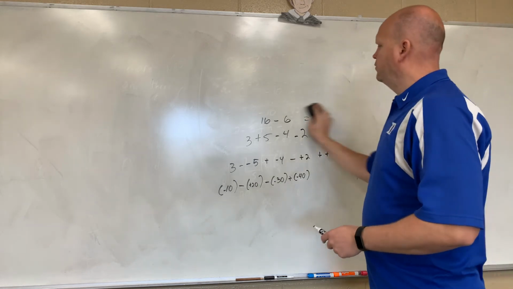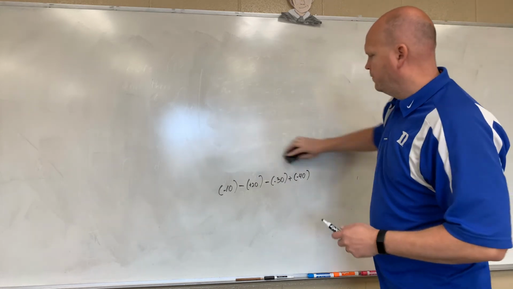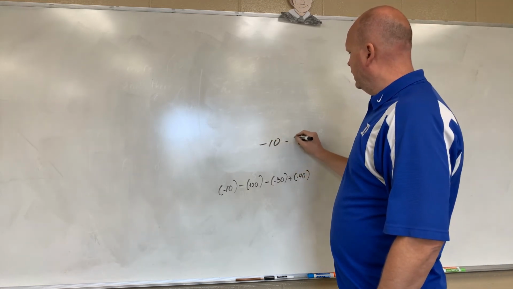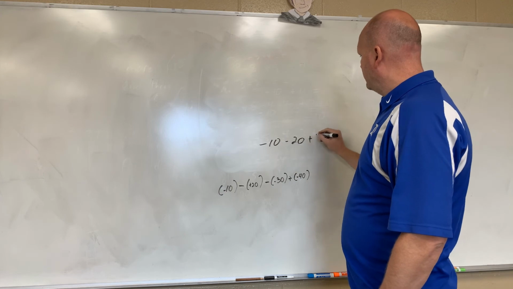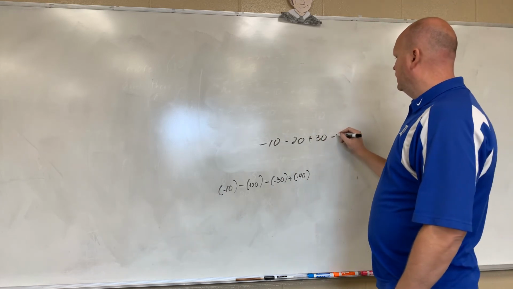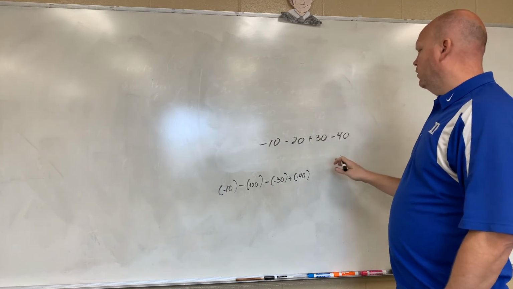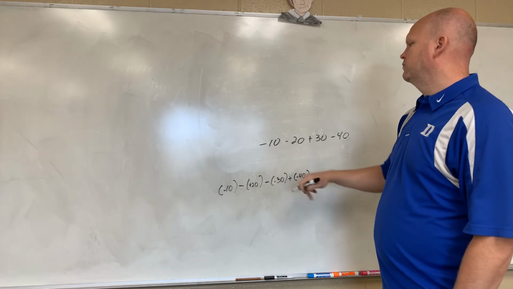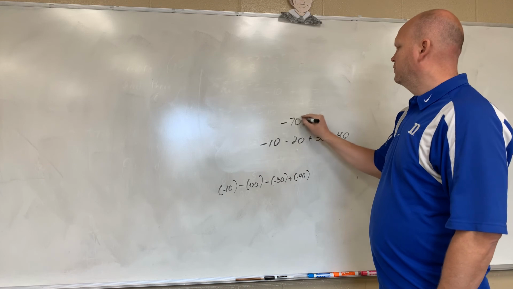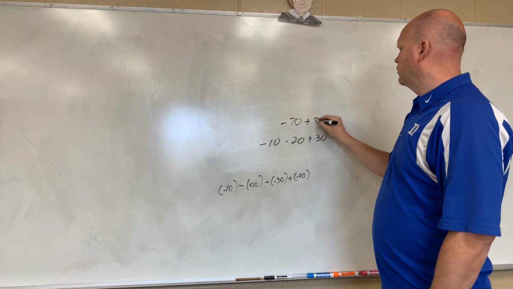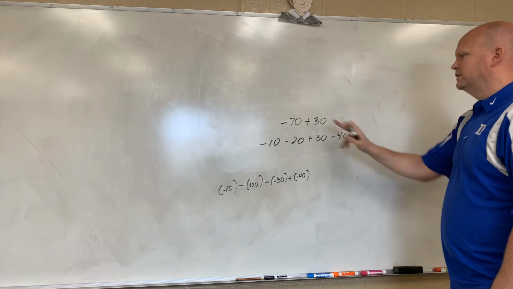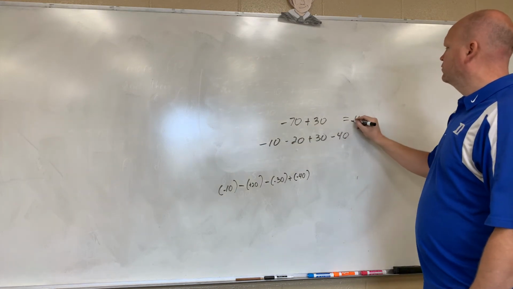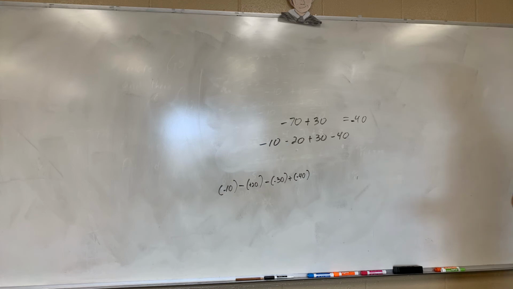And then last, we have a -10, a -20, a +30, and a -40. So we'll do the negatives again first. 40 plus 20 is 60, plus 10 is 70, so we get -70 plus 30, because there's only 1 positive. 70 minus 30 is 40, and the -70 was bigger, so -40.